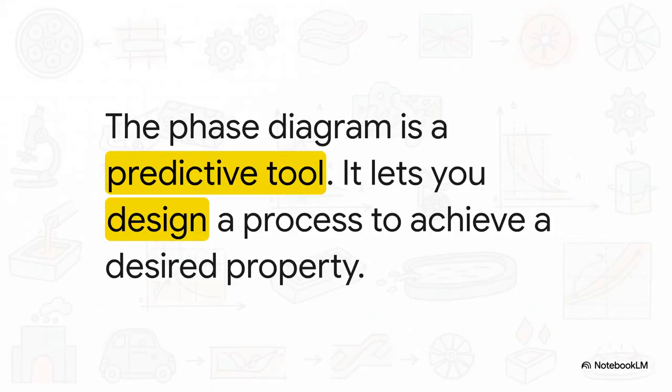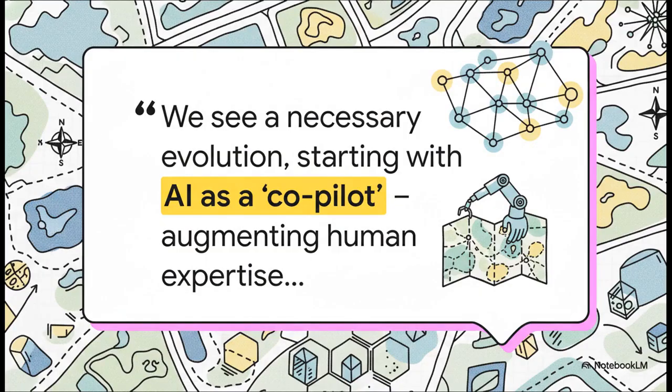And that brings us right back to the main point. The phase diagram is not some passive wall poster. It is an active, predictive tool. It lets an engineer look at a property they need, say high strength, and then work backwards to design a specific process, a specific path on the map that will reliably create the exact internal structure to deliver that property. This idea of using maps to predict outcomes is just fundamental.